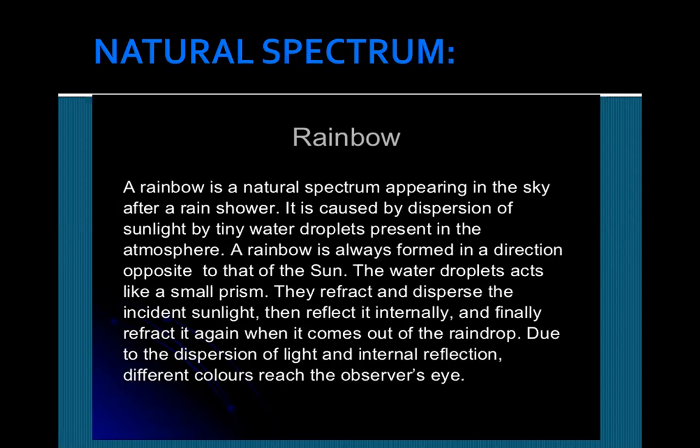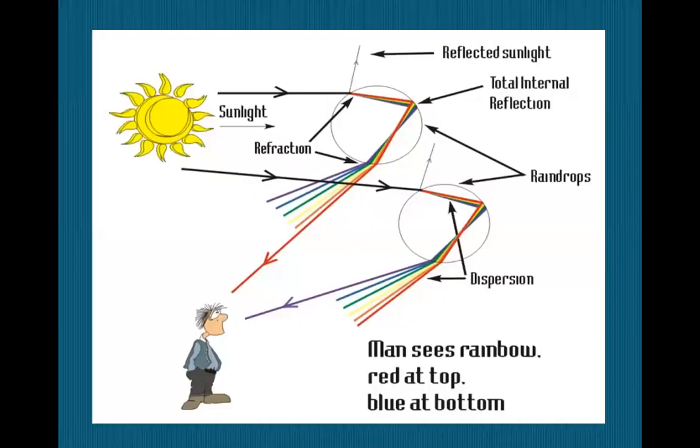And finally, it refracted again when it comes out of the raindrop. Due to the dispersion of light and internal reflection, different colors reach the observer's eye. So you can see in this diagram, there are water droplets. The sun's light first enters the droplet. A little part of it is reflected and the most part is refracted.